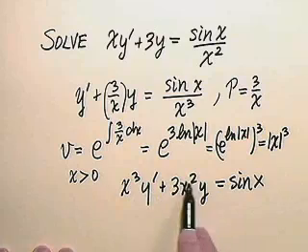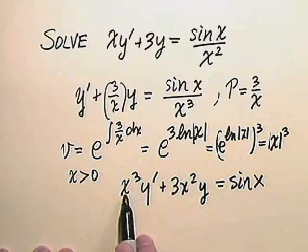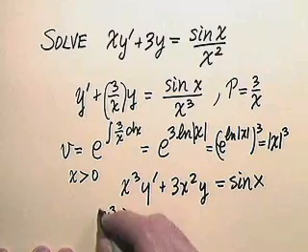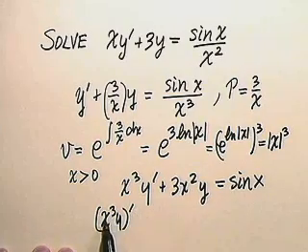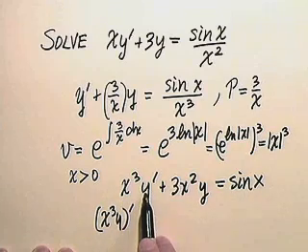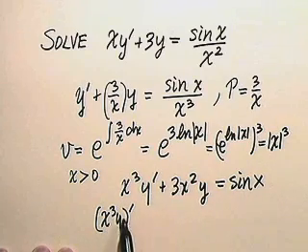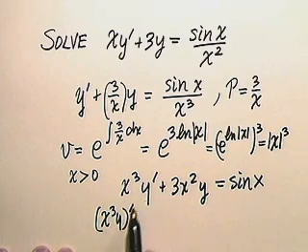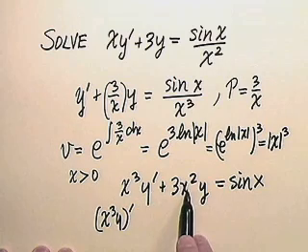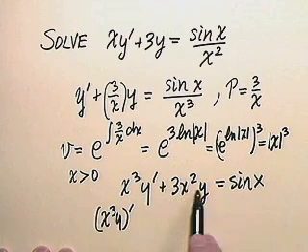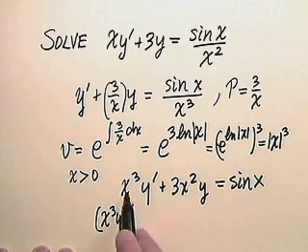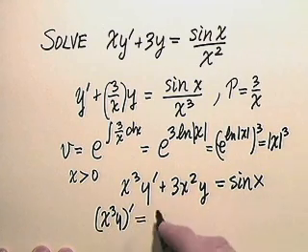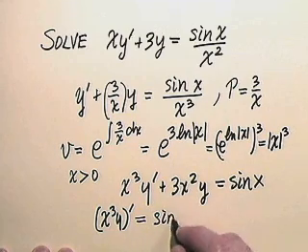Notice that the left side is now the derivative of x cubed y, because look what happens when I differentiate x cubed y. The quantity x cubed y differentiated is x cubed y prime, plus the derivative of x cubed, which is 3x squared, times y, by the product rule. And so here, then, the left side is just the derivative of x cubed y equals sine of x.